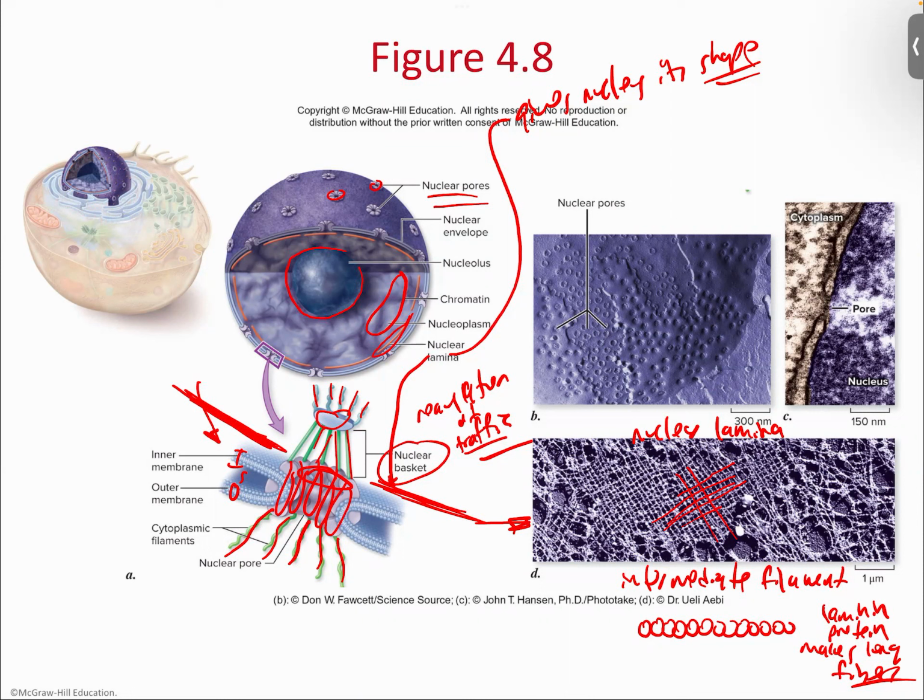Now, these two images here, this is a scanning electron micrograph of the outside of the nucleus. So you can see all these pores. We're not just talking about an occasional pore. We're talking about lots of pores, lots of nuclear pores. So lots of traffic going in and out.